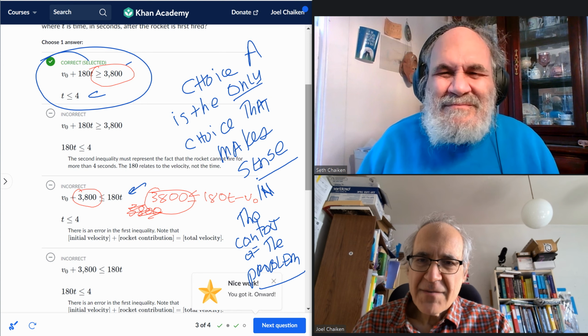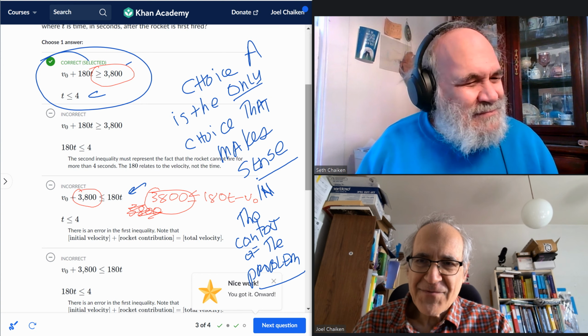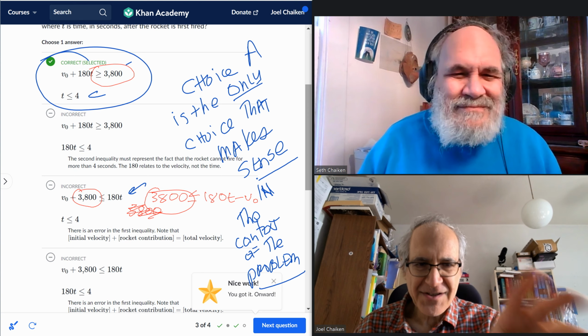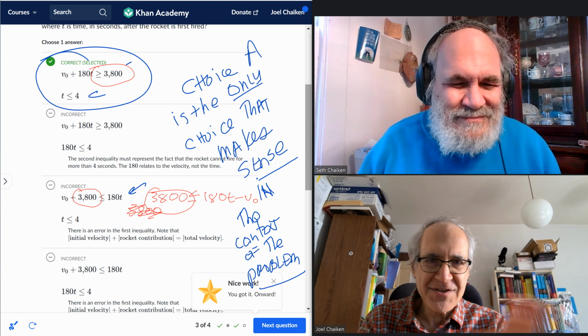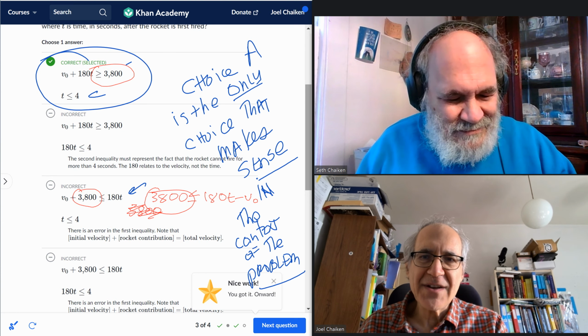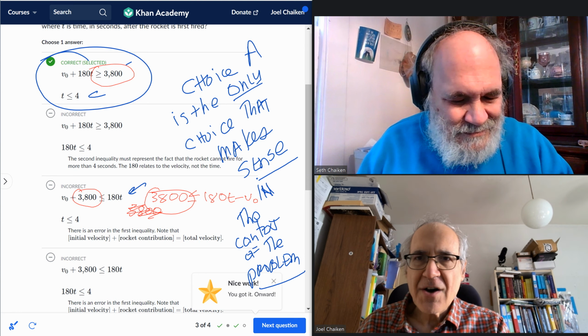But even if you don't know any physics at all, you don't even understand that question about the velocity, the initial plus the increase in velocity is the final velocity. Still, you don't really even need it. It's the only answer that makes sense. Just take a chance on it. Okay, I think we're done.